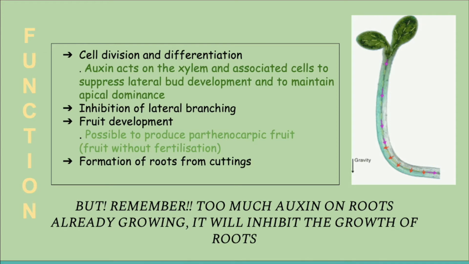In the department of fruit development, auxin makes it possible for plants to produce parthenocarpic fruit, which is fruit that does not undergo fertilization. This means that there will be no seed in the unfertilized fruit. Thus, auxin is often used in farming seedless fruit, such as seedless grape. Finally, auxin triggers the formation of roots from cuttings, which will be displayed in our experiment later on. However, remember, too much auxin in roots that are already growing will inhibit the growth of roots.